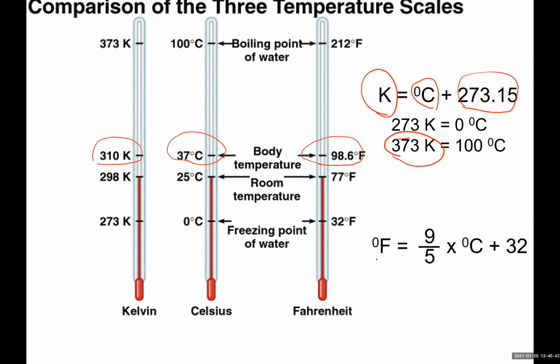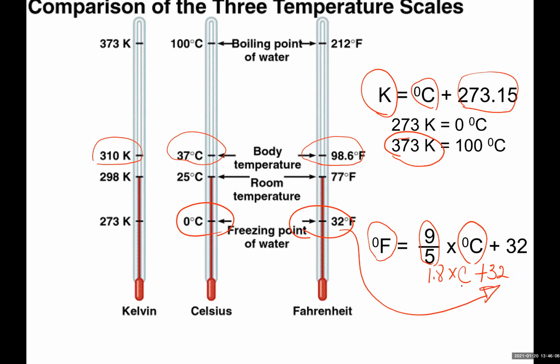So can I say, if I want to calculate Fahrenheit from Celsius, I multiply Celsius by 9/5, which is 1.8 times Celsius. And I add 32. Where is 32 coming from? Here. What was 0 in Celsius is 32 Fahrenheit. So that's how we can calculate Fahrenheit from Celsius.